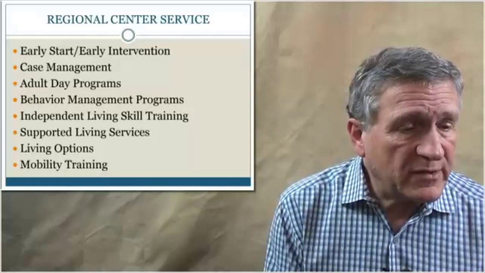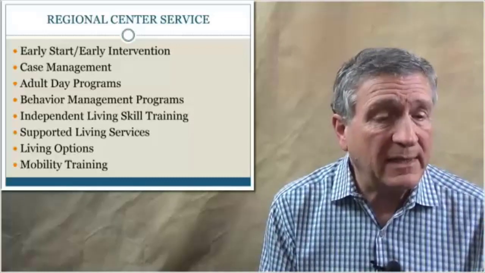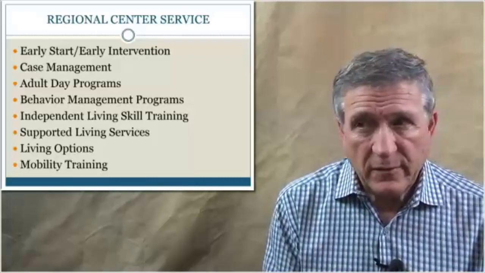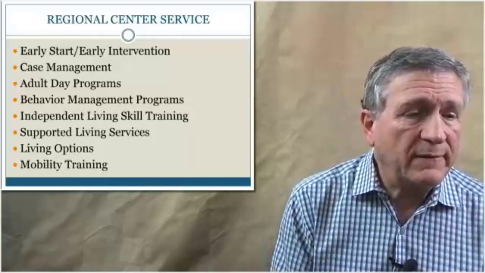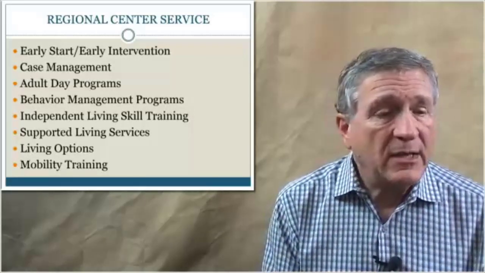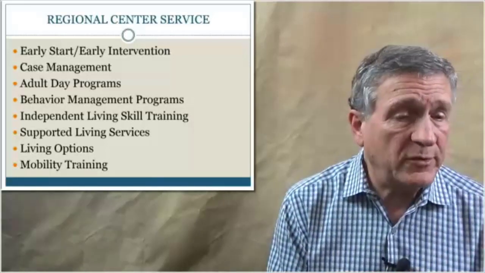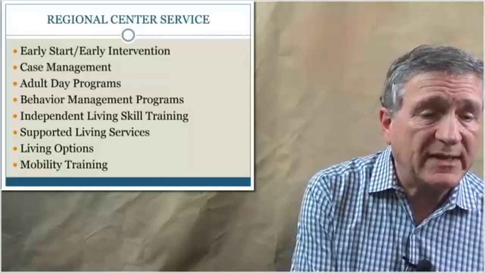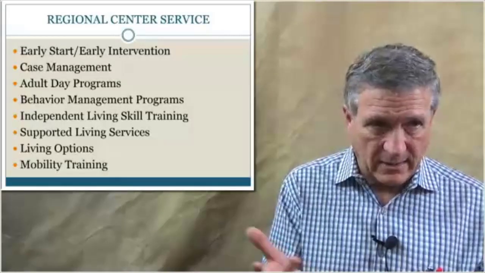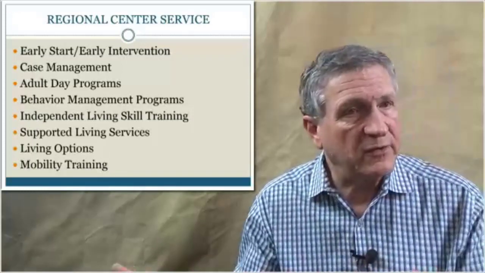Another very large service that the regional center pays for, 2 of them I'll talk about together, is independent living skills training and supported living services. This is for adults, and this is for individuals who have as a goal to be living out on their own. So the regional center can provide either independent living skills training, referred to as ILS, or supported living services, SLS. The difference between the two is that if an individual can learn the skill to live independently, then they can be taught that skill through independent living skills training.